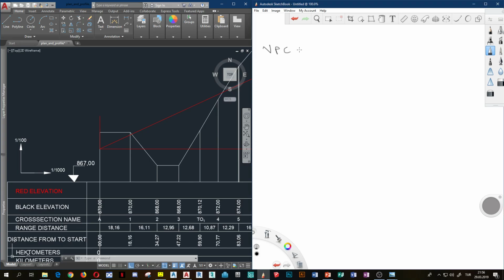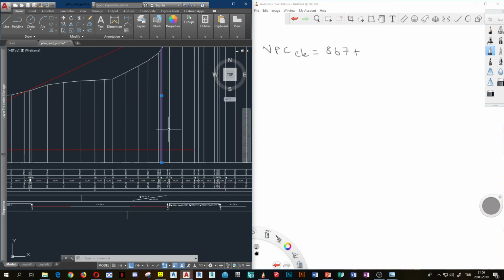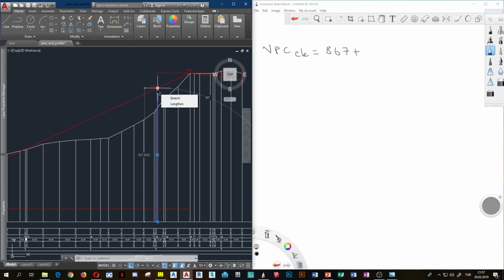What is the VPC elevation? Equal 867 plus, so easy. Yes, 20.75. Of course, if you want more precise calculations, calculate with all digits. I will do just like that.